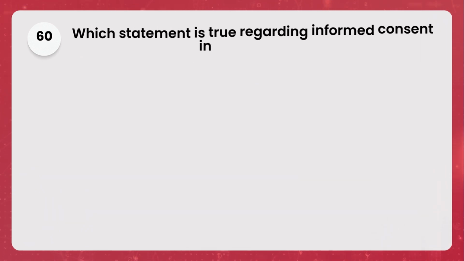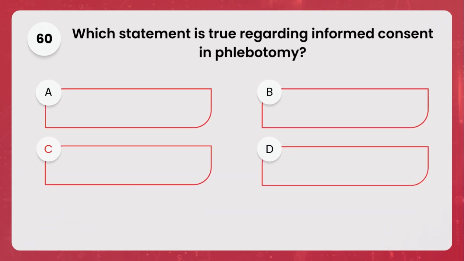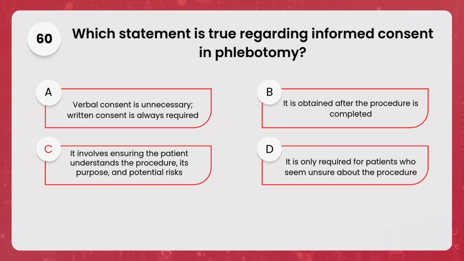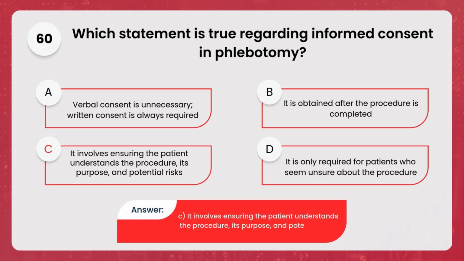Number 60. Which statement is true regarding informed consent in phlebotomy? A. Verbal consent is unnecessary. Written consent is always required. B. It is obtained after the procedure is completed. C. It involves ensuring the patient understands the procedure, its purpose, and potential risks. And D. It is only required for patients who seem unsure about the procedure. The answer is C. It involves ensuring the patient understands the procedure, its purpose, and potential risks.